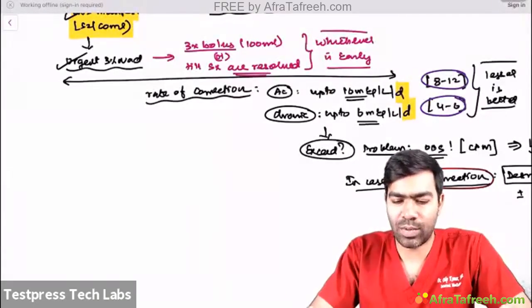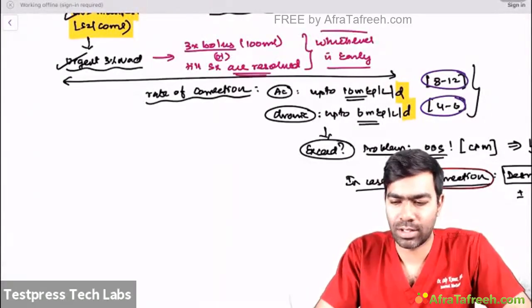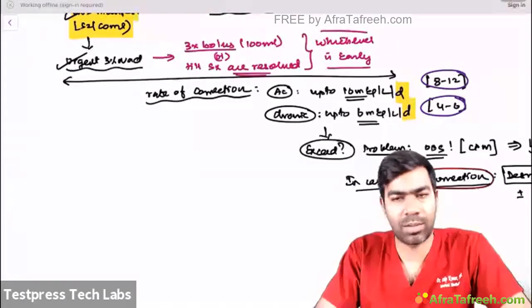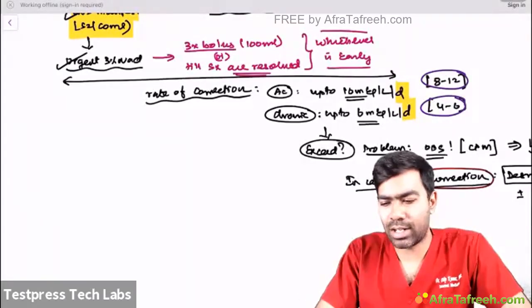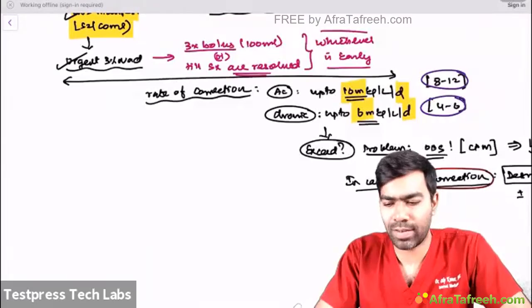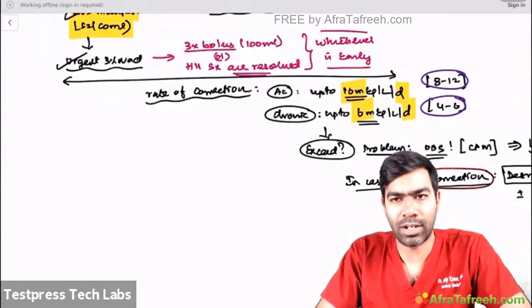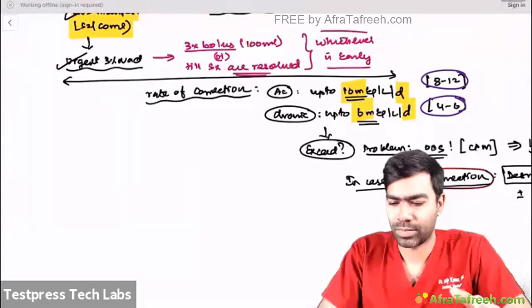That is the reason many textbooks will give different answers, because it's based on individual experience. But textbooks will tell you in acute you can correct up to 8 to 12, in chronic up to 4 to 6. So standard answer: if you clearly know it's acute, you can go up to 10. In chronic, you can go up to 6. If you don't know whether it's acute or chronic, go for the answer 8 milliequivalents per day. Most of the time it will be correct.